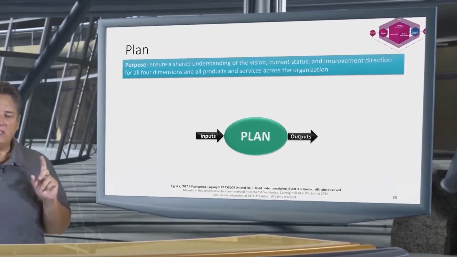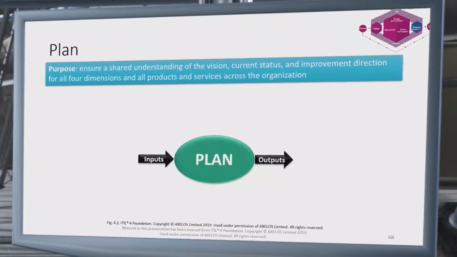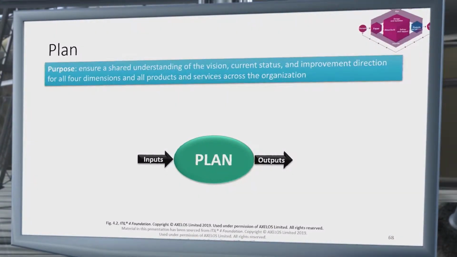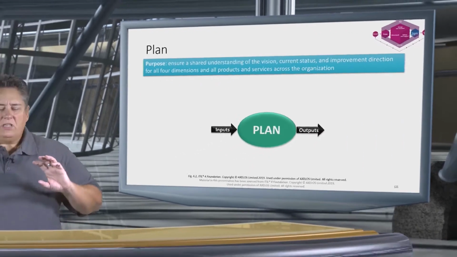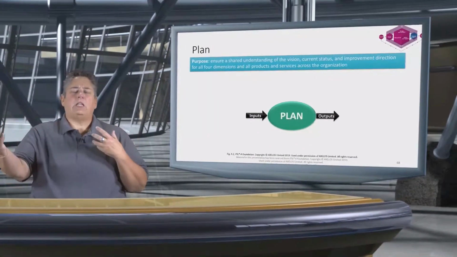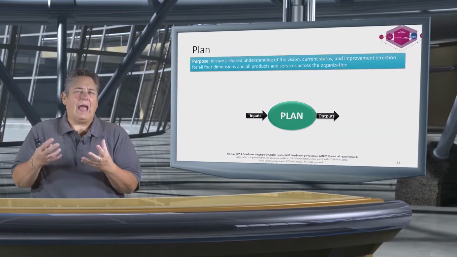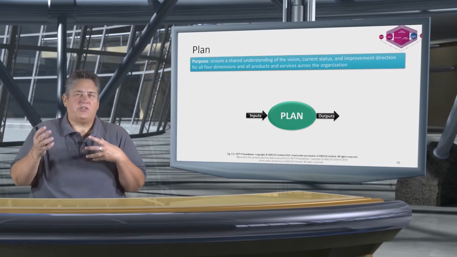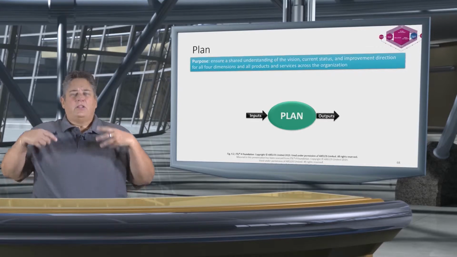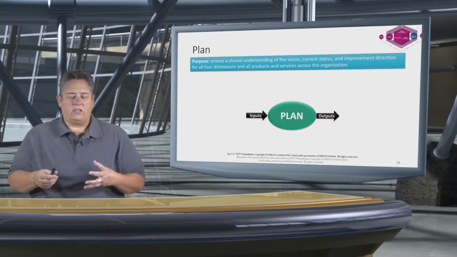The purpose of plan is to ensure a shared understanding of the vision, the current status, the improvement direction for all 4 dimensions of all products and services across the organization. So in terms of planning, we want to include and understand the impact of this new or potential improvement idea to the organization and to the consumer.